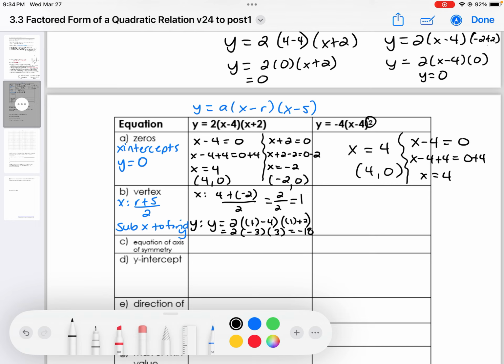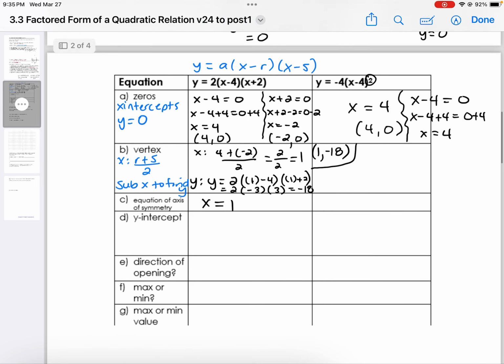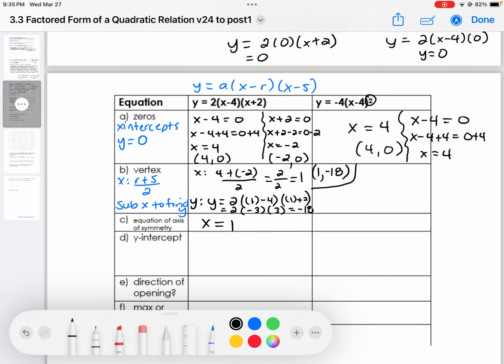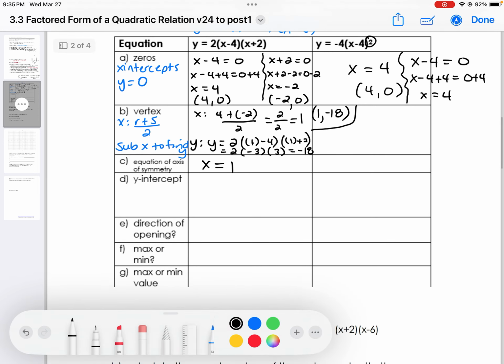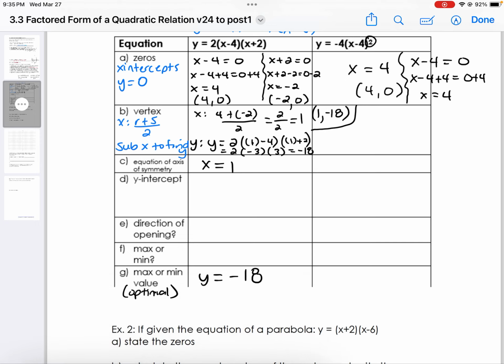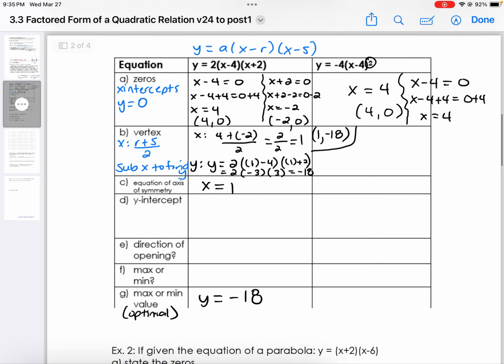Okay, so the vertex is 1, negative 18. So the axis of symmetry, we're going to write as an equation, x equals 1. You could even go down to the minimum or maximum value, which of course is the optimal value. It is the y value of the vertex, okay? Get as many marks as you can.